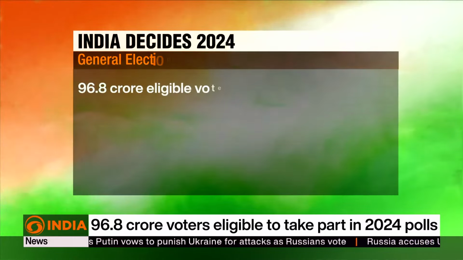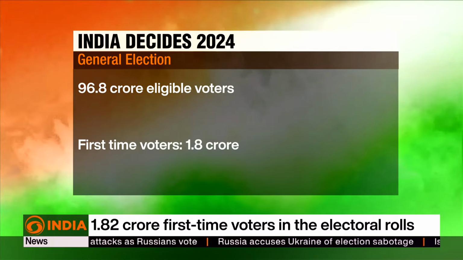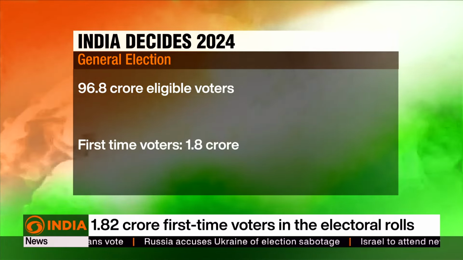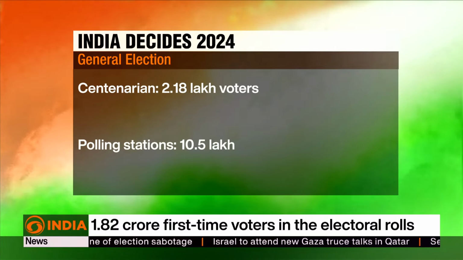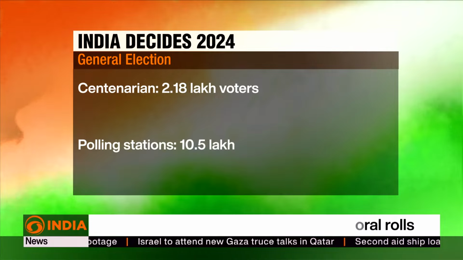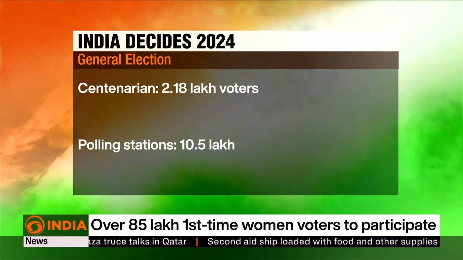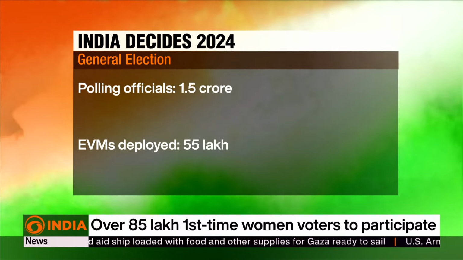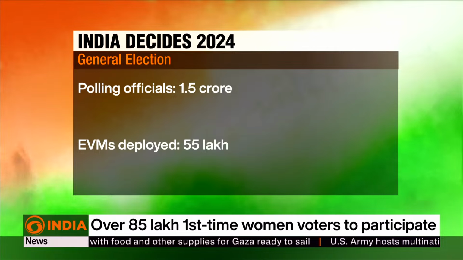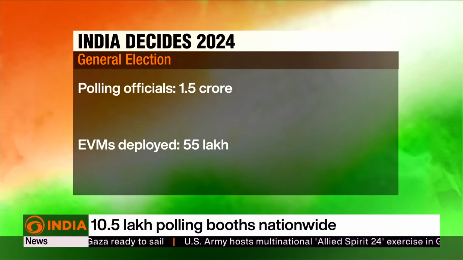96.8 crore citizens have registered themselves to vote for the general election. The first-time voters count to over 1.8 crore. The number of centenarian voters is pegged at 2.18 lakh. For the seamless voting experience, 10.5 lakh polling booths are being set up for voters. More than 1.5 crore officials will be deployed to provide seamless operations at the centers. Over 55 lakh EVMs will be used to conduct elections this year.